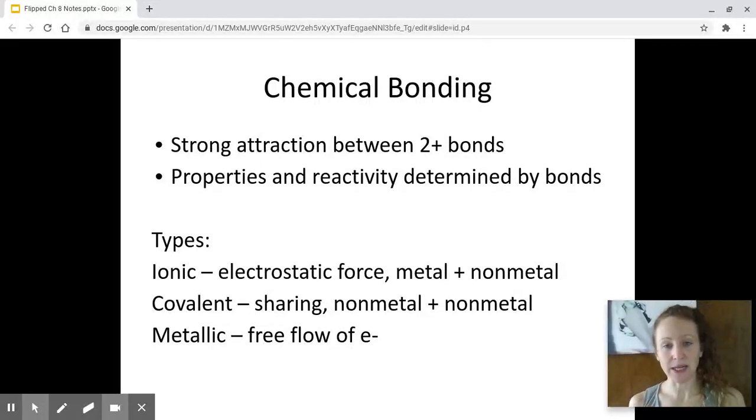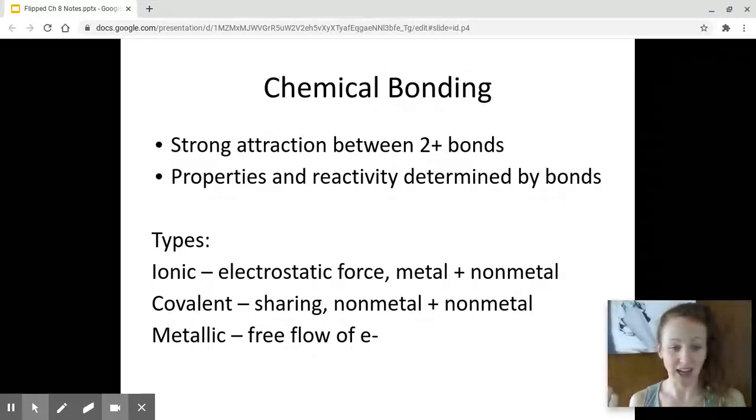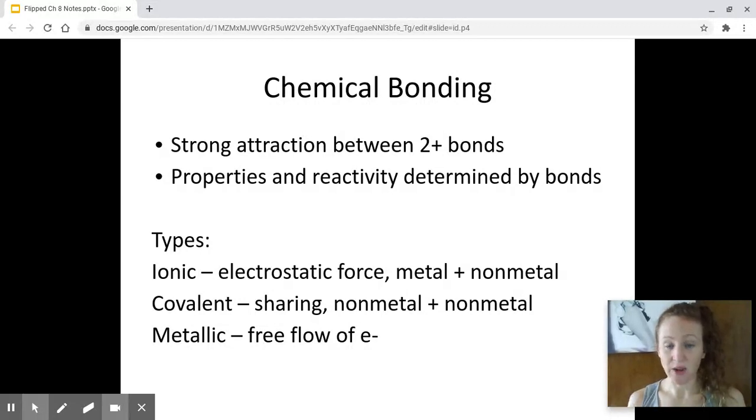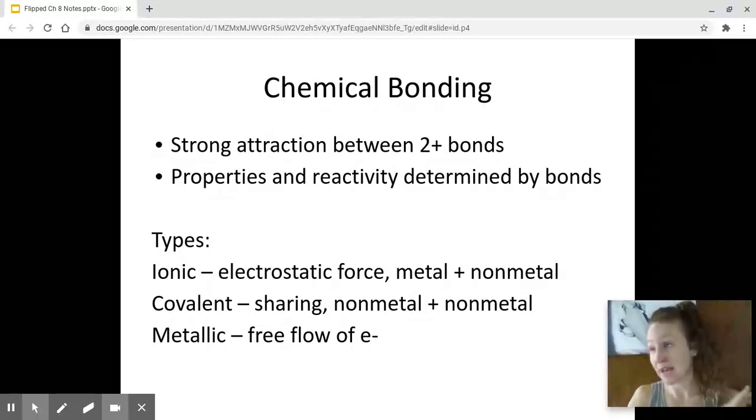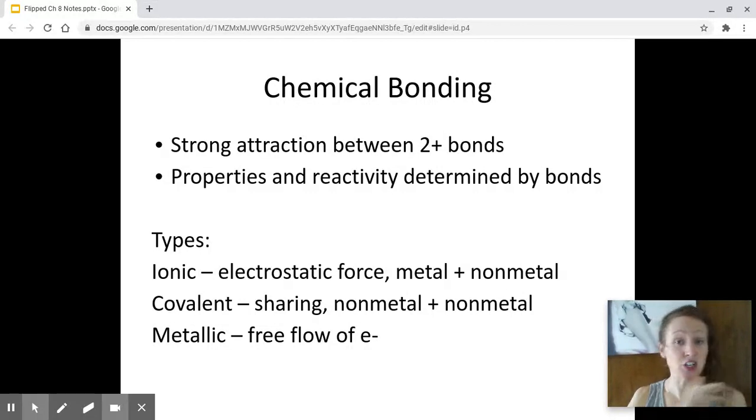And then metallic bonds is this like weird type of bonding that is unlike either of the other two. You have this like free flow of electrons through a metallic bond. And really, metallic bonds occur because you have this like sea of electrons that is simultaneously satiating a whole bunch of positive cations at the same time.